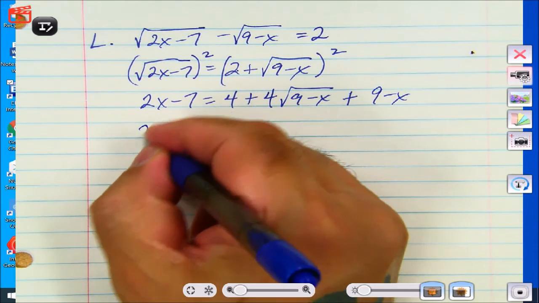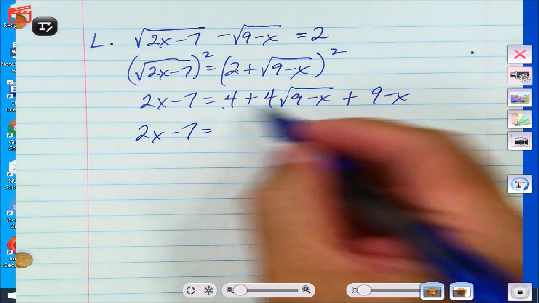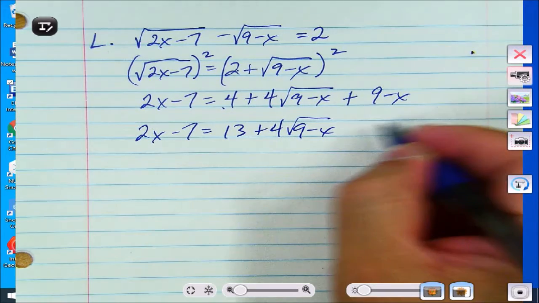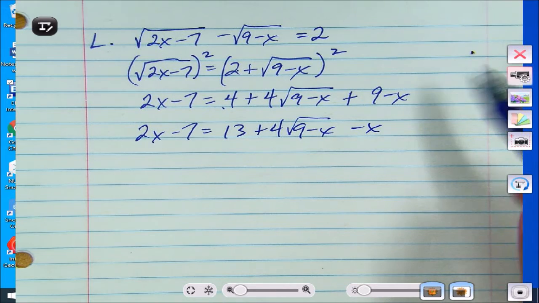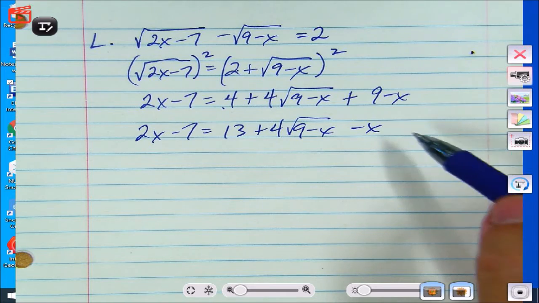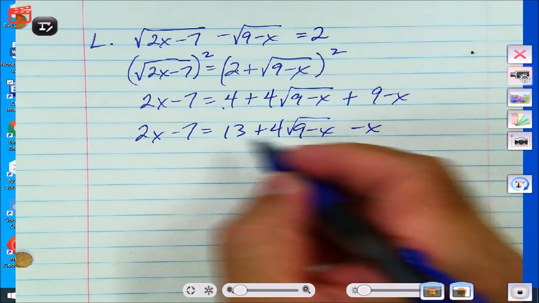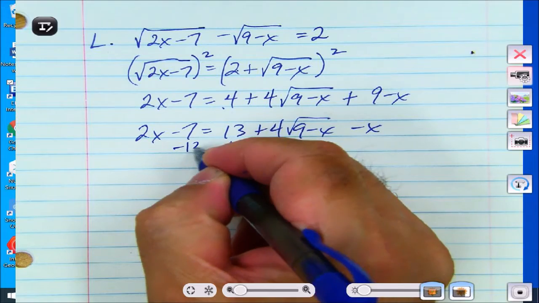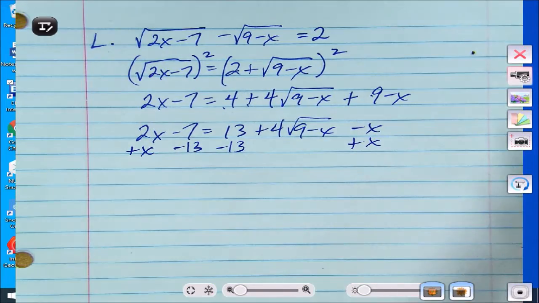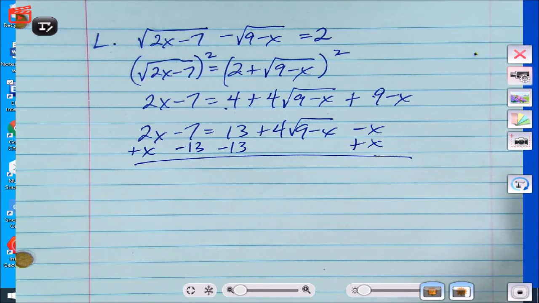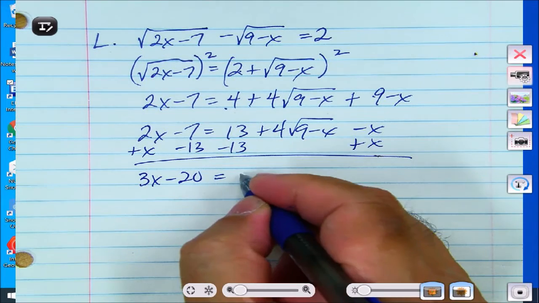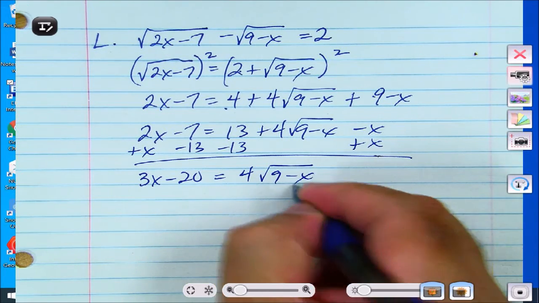Alright, let's combine like terms on the right hand side, which is only 4 and 9. So that's 13. And I still have a minus x over there. By the way, if you skip this step, that'd be great, because I skipped it all day. Alright, I've got to get rid of the 13 and the minus x. So I'm going to subtract 13 from both sides, and add x to both sides. Where'd you get 13 from? 4 plus 9. Oh. So that's 3x minus 20 equals 4 times the square root of 9 minus x.